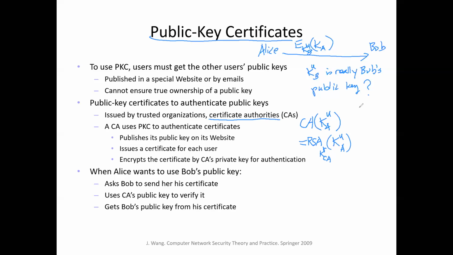Of course, plus other information of Alice, right? So let me make that clearer. So maybe Alice, this is Alice's public key, maybe some other information about Alice. But basically, it is just an encryption using a private key. So this is called a signature. Okay, so to verify this signature, the CA should have its public key published on its website.